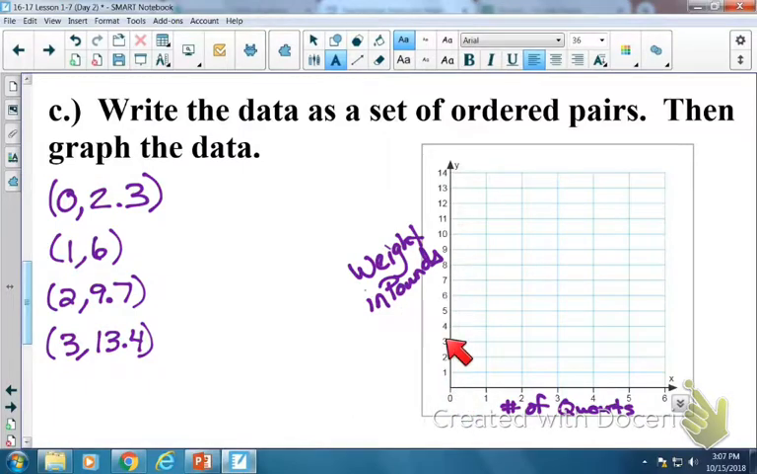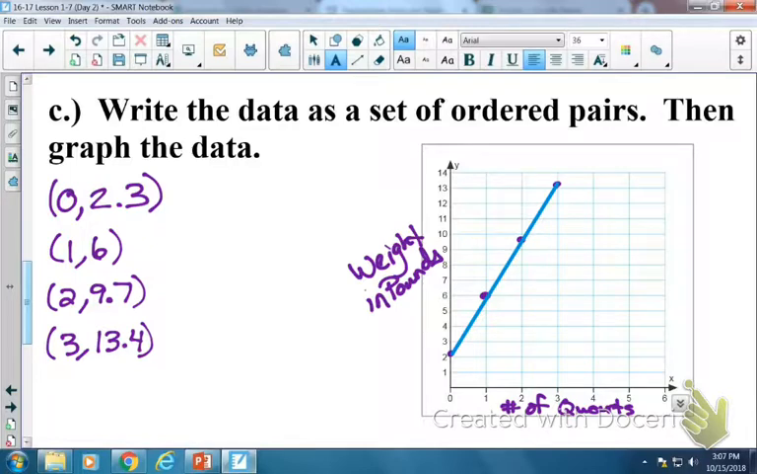So when we have no quarts, we're at 2.3-ish. 1 quart, 6 pounds. 2 quarts, 9.7 pounds. 3 quarts, 13.4 pounds. And would it make sense to connect them? Since over time, the number of quarts, like you can fill this in, it will make sense to connect them with a line. Because we could have half a quart inside that bird feeder, or we could have 1/3 of a quart inside the bird feeder, or a fourth quart, and so on.